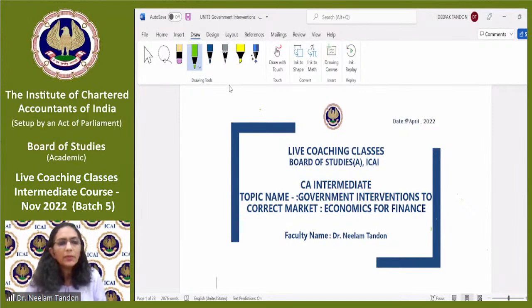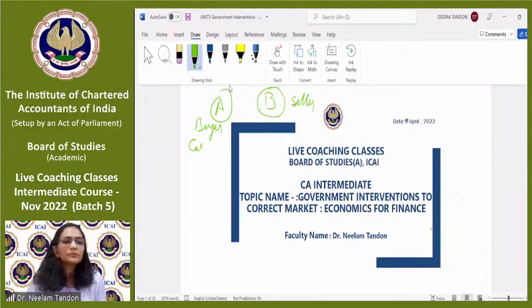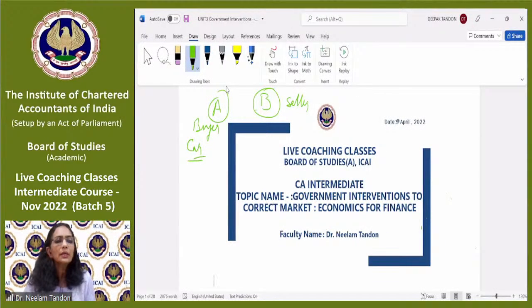Okay. So when we talk about asymmetry of information, let's say this is a buyer and this is a seller. This seller is selling his or her old car, and the buyer is a car dealer.